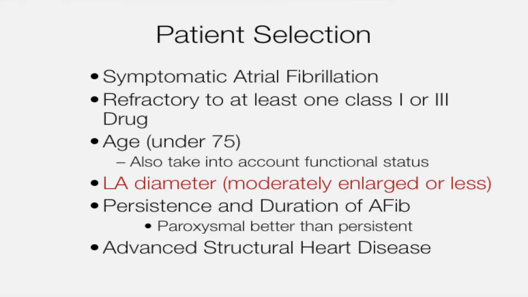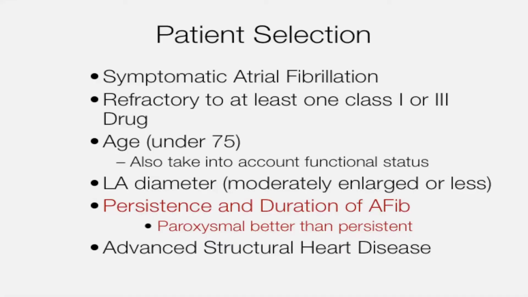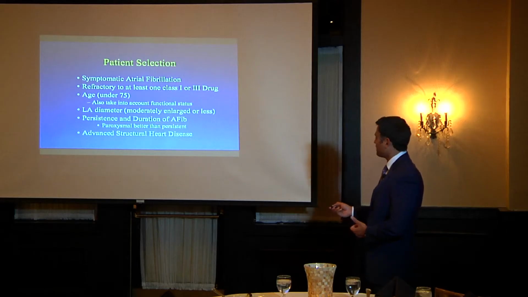Left atrial diameter, so if you have a very enlarged left atrium, then it's much harder to keep that patient in sinus rhythm just because they have a lot of scarring and fibrosis, and those patients generally don't tolerate being in normal rhythm for very long, and they end up going back into atrial fibrillation. If they've had atrial fibrillation for years and years, those are much less likely to be maintained in normal sinus rhythm. So those patients are going to take often more than one ablation, so they have to understand that.